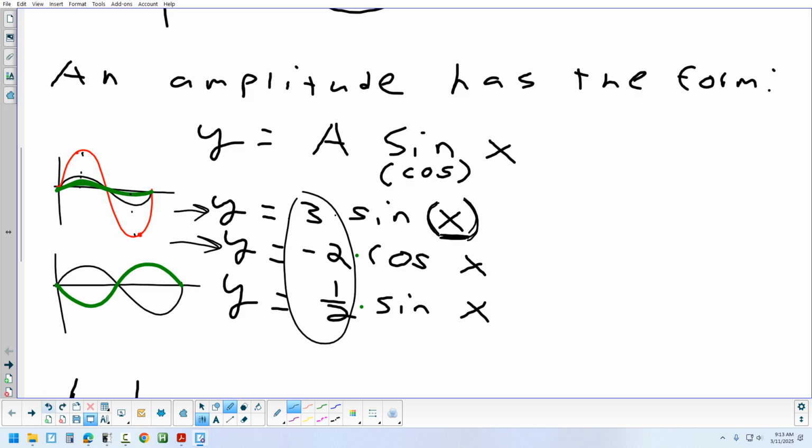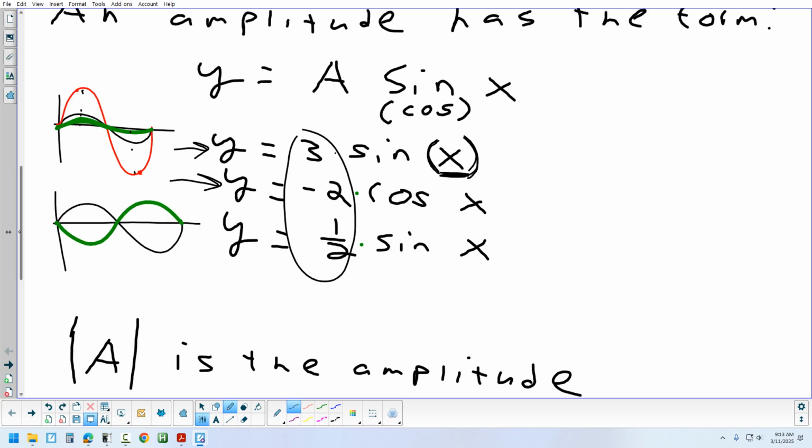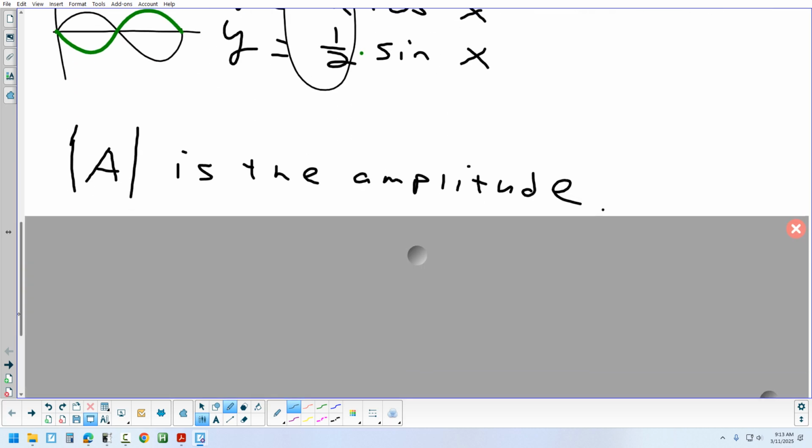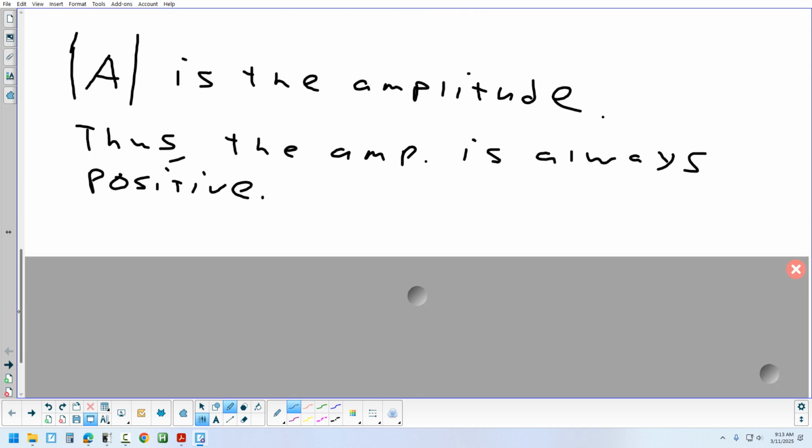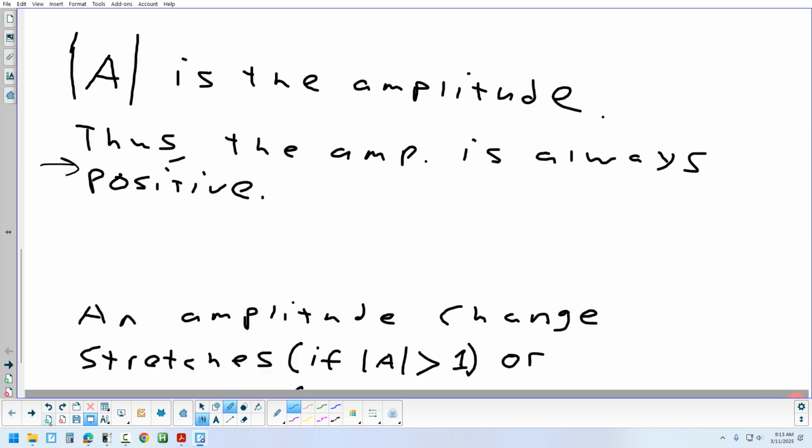And how about the amplitude of that last one? 1/2. Yep. So there will be 2 or 3 questions on the test where I just say, what is the amplitude of the following? And you don't have to sketch anything. You just have to tell me the amplitude. I think I already mentioned that to you. Amplitude measures a distance, so it's always positive.